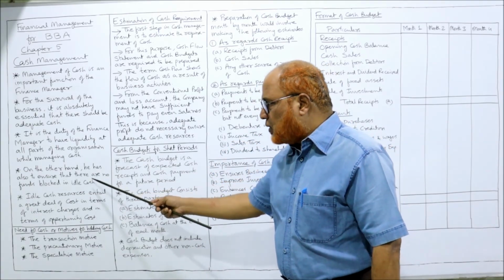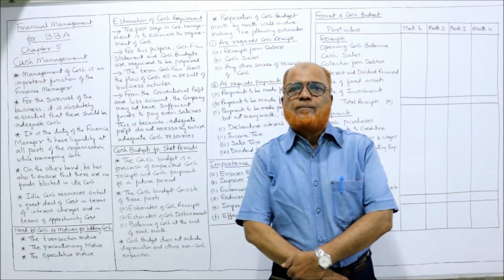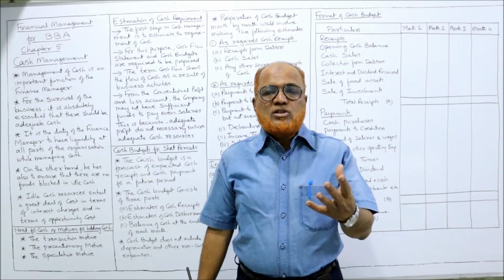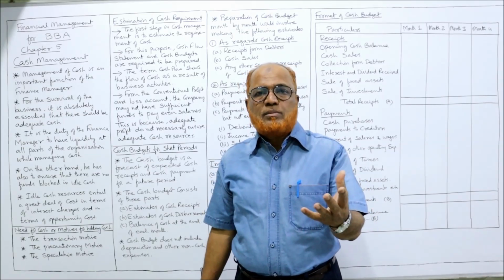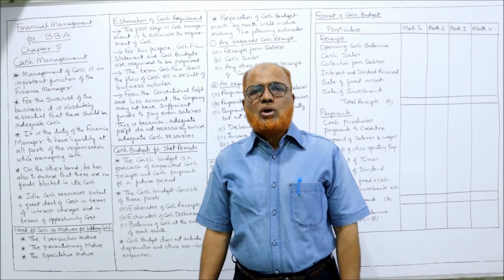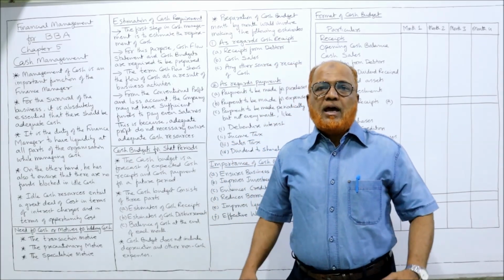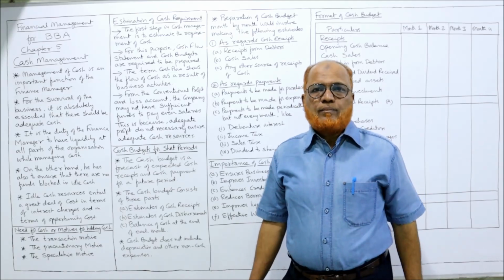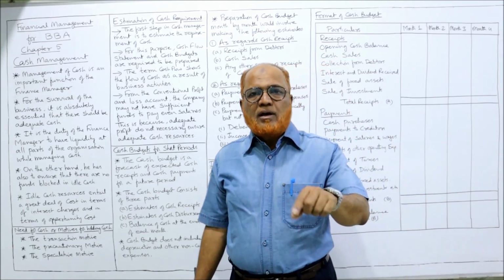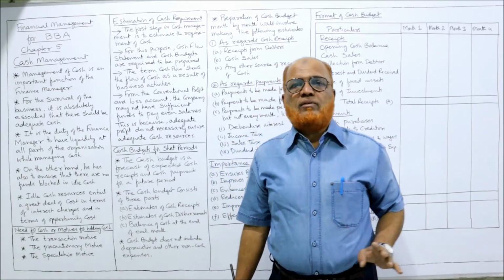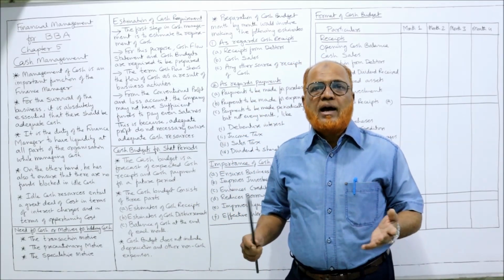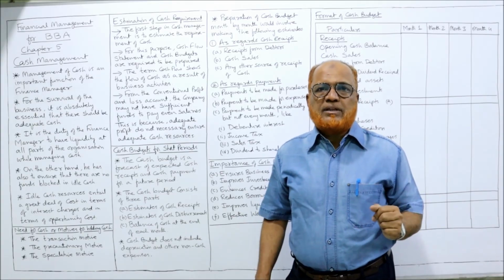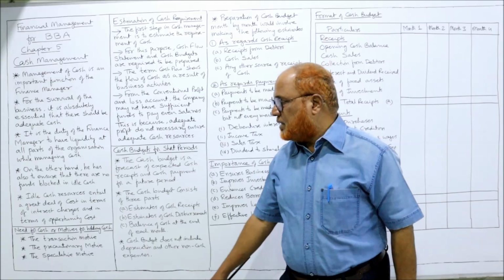On the other hand, he has also to ensure there are no funds blocked in cash. Excessive cash, that is also dangerous. The finance manager has the responsibility that cash should not be idle. Excessive cash should not be there. That means both are evils. Shortage of cash is evil and excessive cash is also evil. Then how much cash? Adequate cash. Adequate cash should be maintained by the business, neither more nor less.